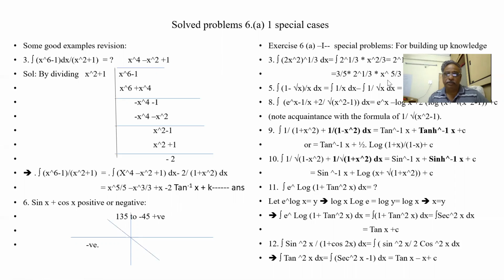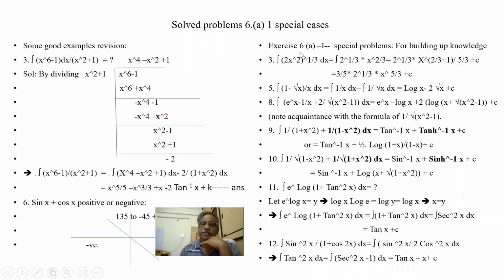So now we'll see exercise 6.A1, some special problems for building up the knowledge. Integral of 2x square cube root of 2x square dx. Simple. x to the power of 2 by 3 plus 1, divided by 2 by 3 plus 1. So 2 to the power of 1 by 3 into x to the power of 5 by 3 divided by 5 by 3. 5 by 3 means 3 by 5. Plus constant.